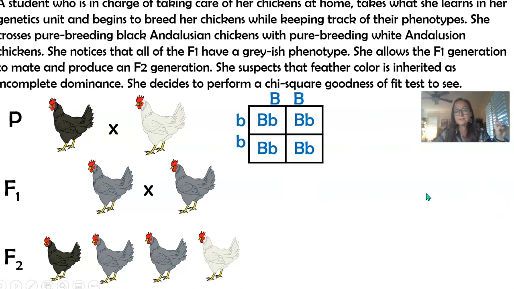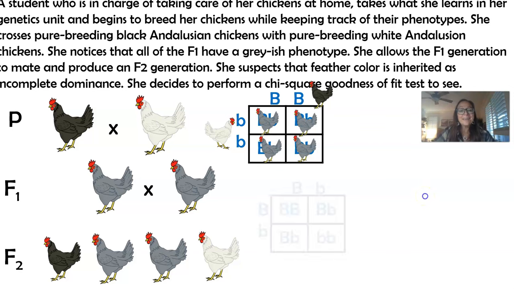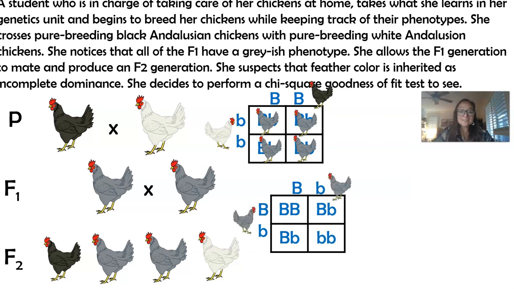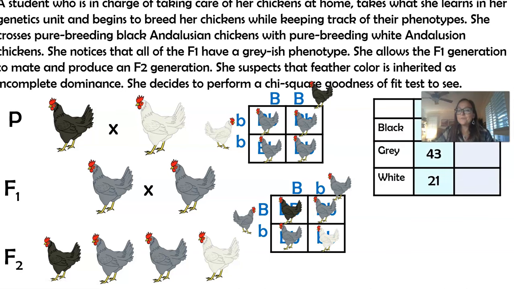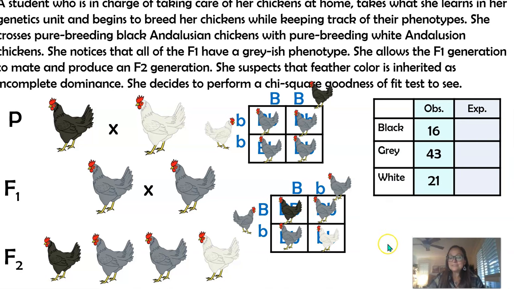So here in the parental cross, we had a black purebred true breeding homozygous chicken crossed with a white purebred true breeding homozygous chicken. And all of their heterozygotes were gray. Then she allowed these gray heterozygotes to cross. And it turns out that in the F2 offspring, some had black phenotype, some had gray phenotype, and some had white phenotype. If we look at the data, she has 16 black in the F2, 43 gray, and 21 white.